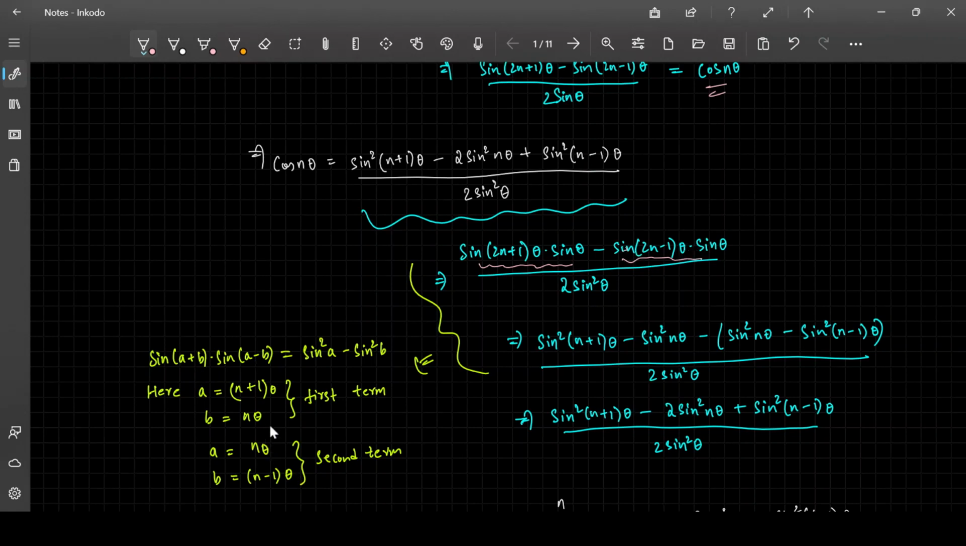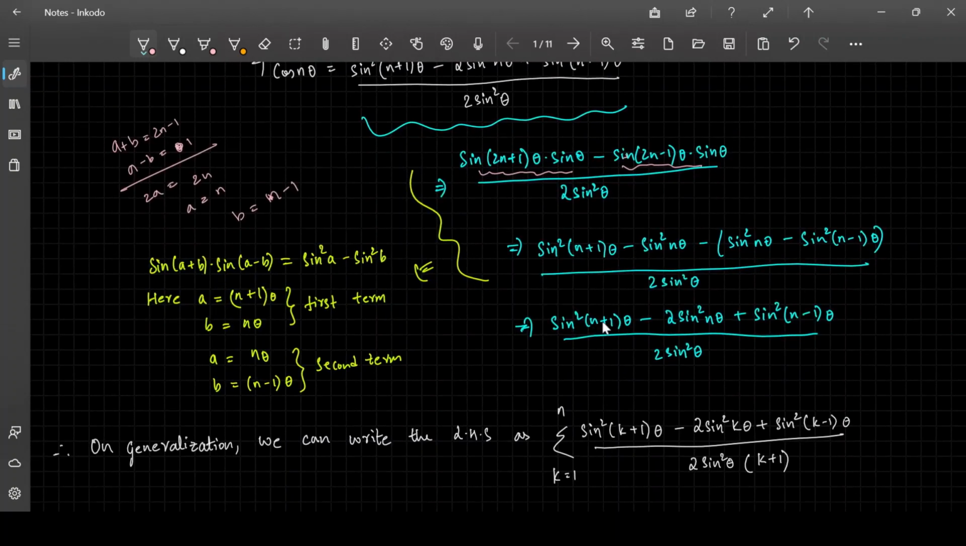So when you simplify it, you get a plus b is equal to 2n minus 1 and a minus b is equal to theta. Fine. When you add them up, you get, sorry, this is 1, so you get 2n and a is equal to n. And so when a is equal to n, you get b to be n minus 1. So that is the reason we have written it. So a is equal to n theta and b is equal to (n-1)theta.